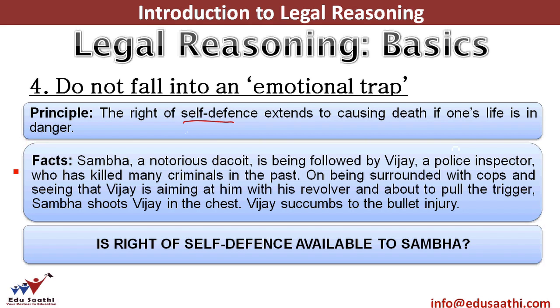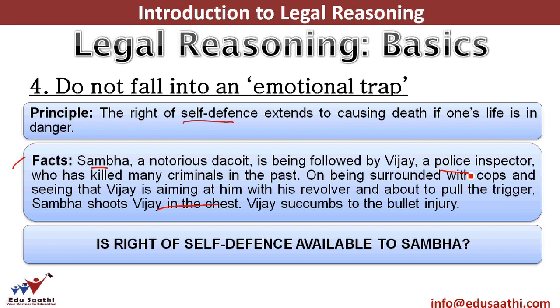So let's take the facts. Samba, a notorious dacoit, is being followed by Vijay, a police inspector, who has killed many criminals in the past. He is famous for all those encounters. On being surrounded by cops and seeing that Vijay is aiming at him with a revolver and about to pull the trigger, Samba shoots Vijay in the chest, which causes a bullet injury. Vijay dies due to the bullet.